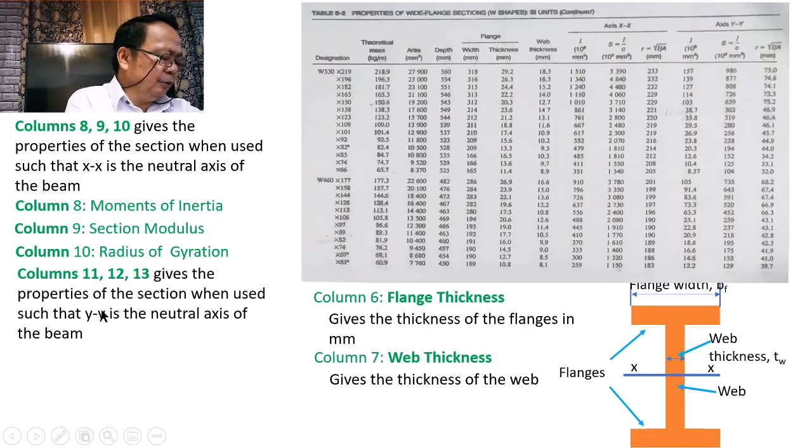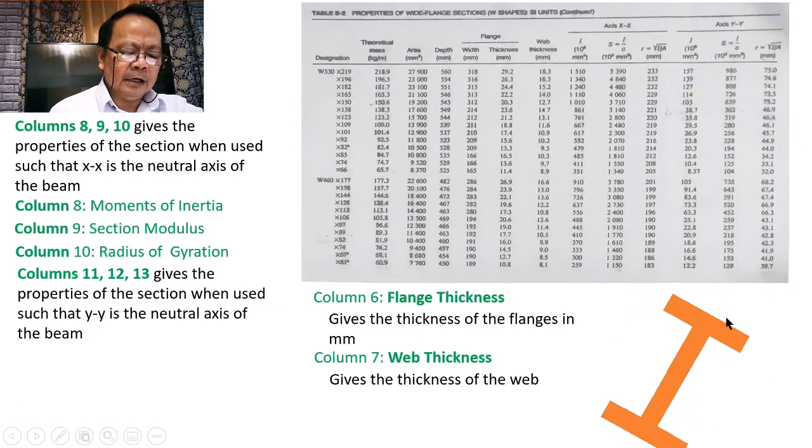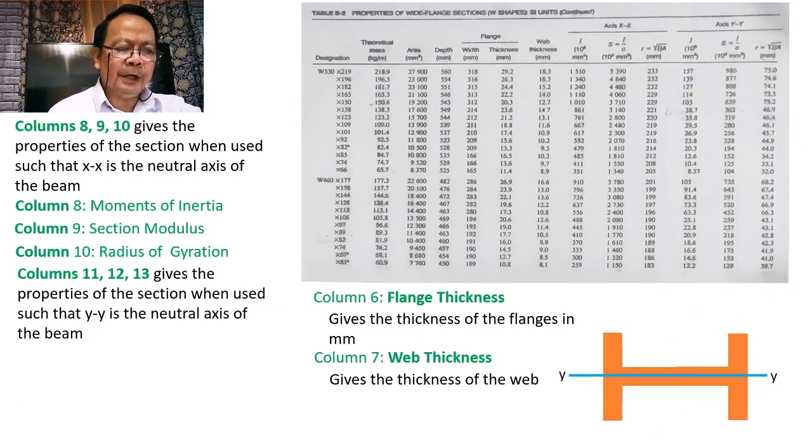Then the next three columns, 11, 12, 13, representing this. 11, 12, 13, ito naman yung property ng section, the same section, kapag ang section natin ay ginamit natin such that the YY is the neutral axis of the beam. Ano ibig sabihin itong the YY is the neutral axis of the beam? Kapag itong section natin ay pinihit natin at ganito ang ginawa natin, ibig sabihin the section of the beam, ganyan natin nilatag that this is our neutral axis representing the YY axis. Ang ibig sabihin yan, ang property na gagamitin natin are these three properties.